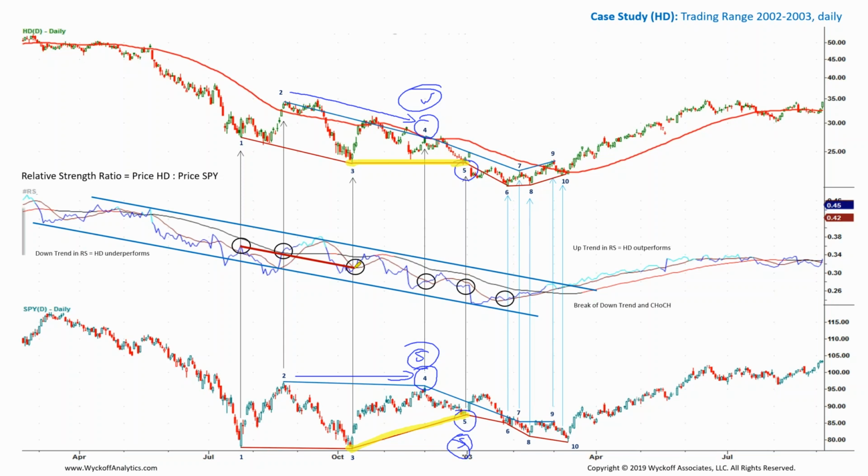Okay. And then the same here, 3 on the relative strength line, and then 5 on the relative strength line. Again, the slope is down. So the stock is still underperforming.